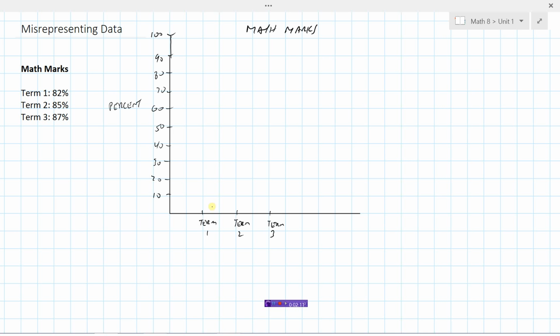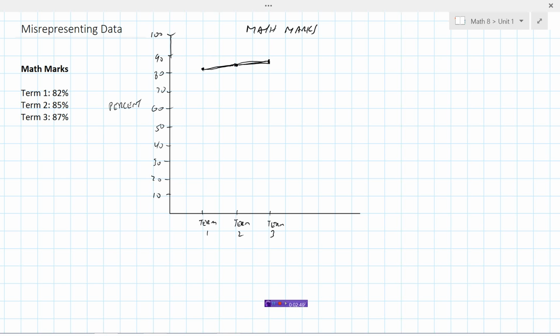So in term 1 he was at 82%, which would be about right here in my graph. 80 is here, 90 is here, so 82 would be about there. Term 2, 85 would be right in the middle. And in term 3 it would be 87, which might be about there. And then I'm going to do a line graph because this is over time. First term, second term, third term. And it would look something like this.